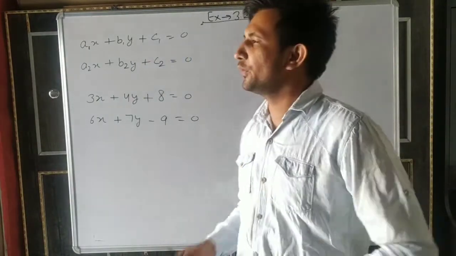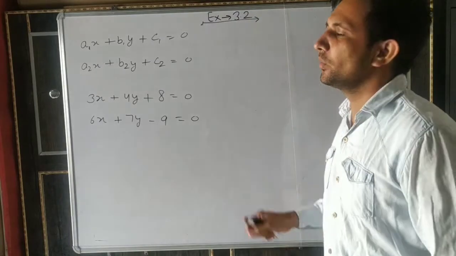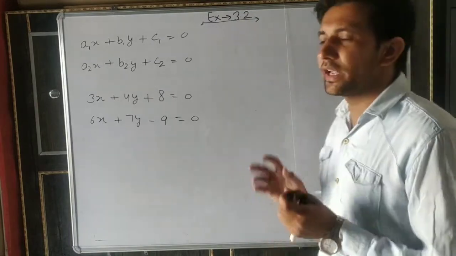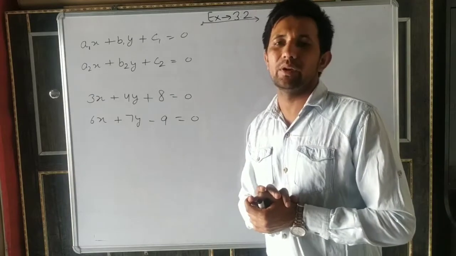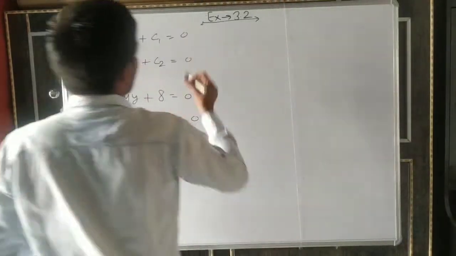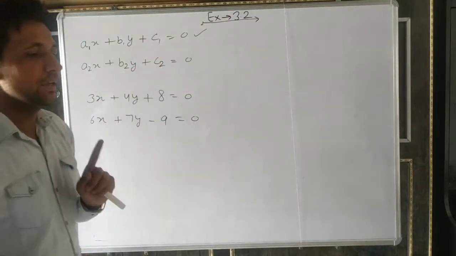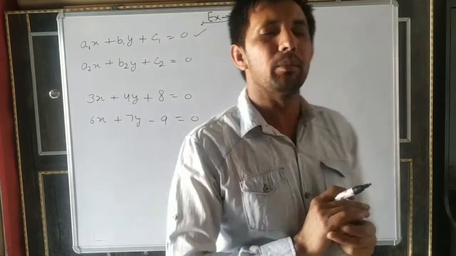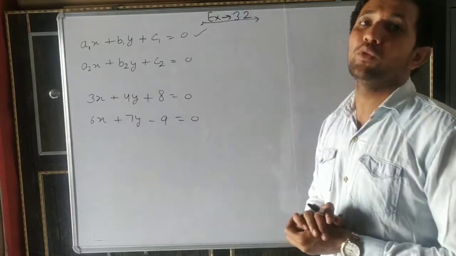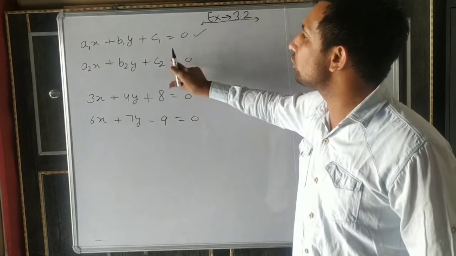We have already finished our exercise 3.1. In 3.1, we have already learned what a linear equation in two variables is, and its general form. But in this chapter, we will be discussing a pair of linear equations. A pair means two linear equations in two variables.